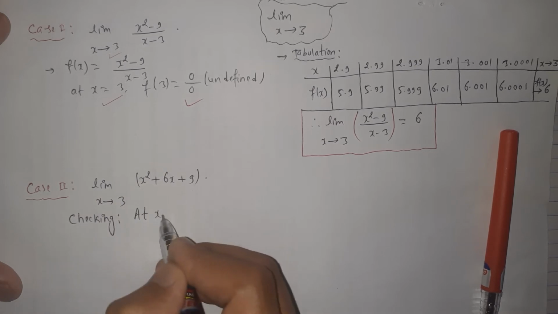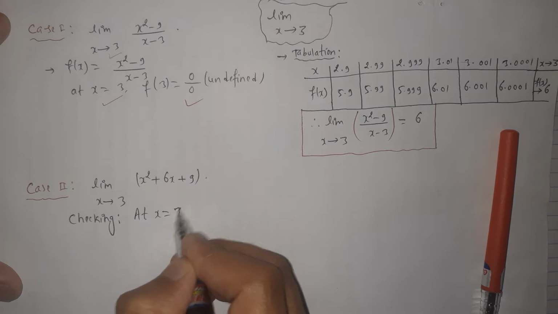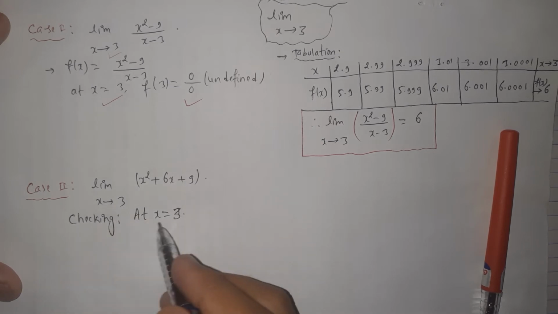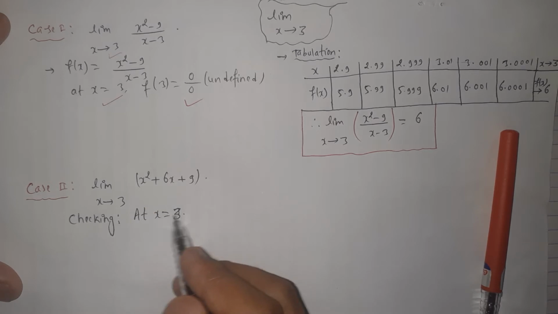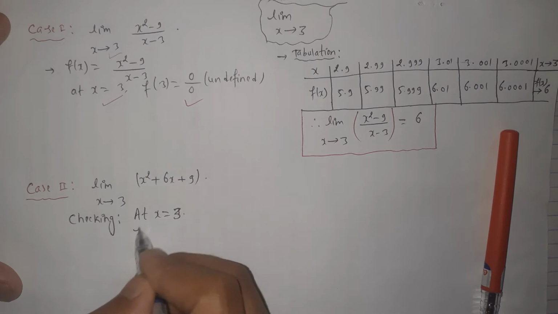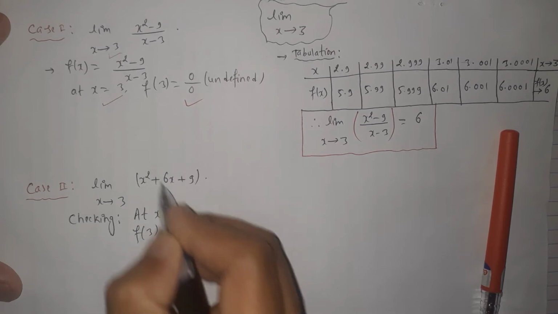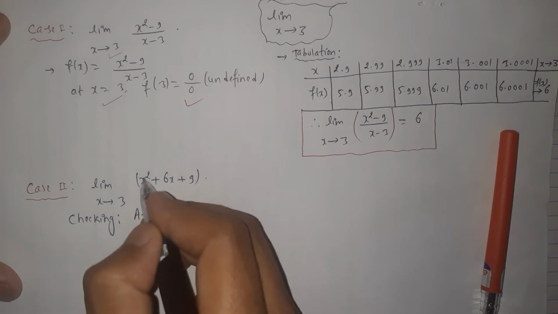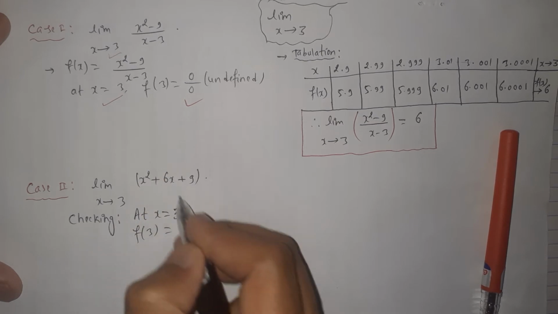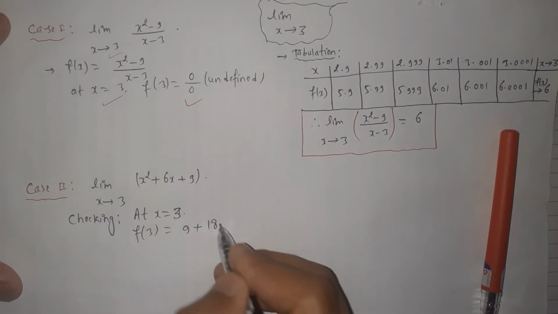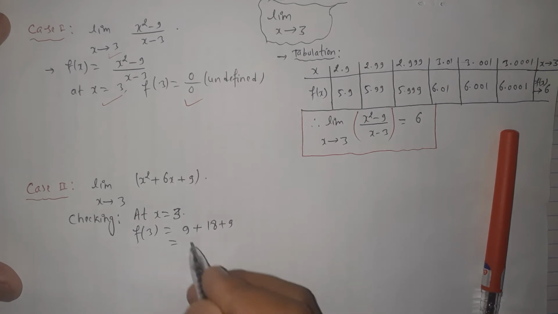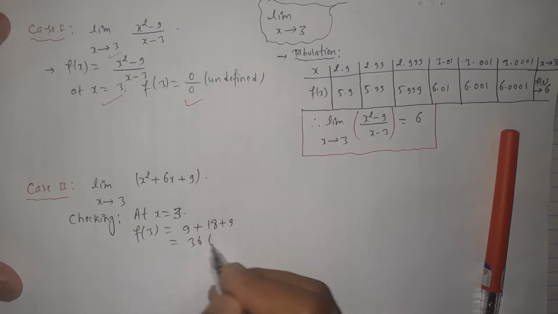At x equals 3. Here the limit is going to be calculated at x equals 3, so we take the point x equals 3. Let's plug in the value of x as 3 into the function. Then the function f of 3 will be 3 square gives 9 plus 3 times 6 gives 18 plus 9, and this value is a finite value. It is defined. It is 36, which is defined.